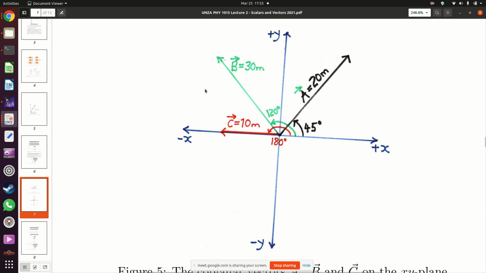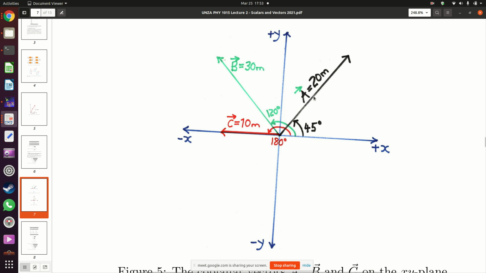Then we move on to vector B. Vector B is this green line here. Again, it's a line with an arrow at the end. That's how we show that we are dealing with a vector, because vectors have got direction and size.